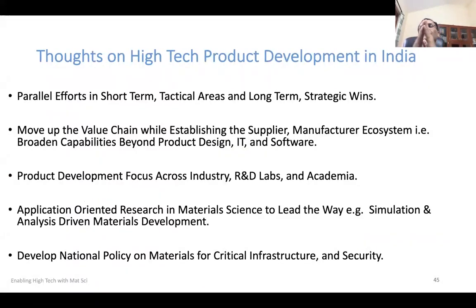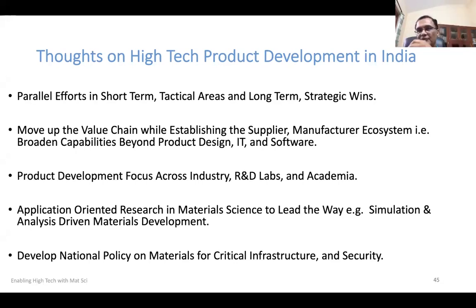So these are some thoughts on what India can do to advance high tech products, to advance materials, and to truly go from an IT country or a software country. We are moving into product design. So in Bangalore and other places, almost all the chip companies, whether it is Intel or Samsung or even Global Foundries, or Qualcomm, they have their design house, so they are building some serious capabilities in that.